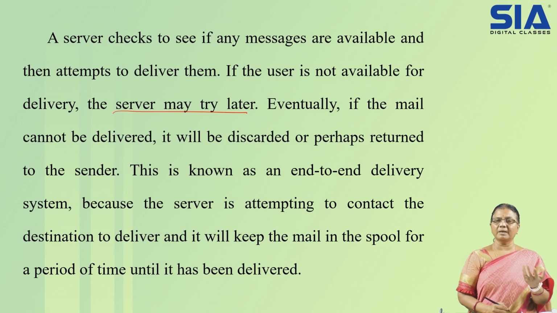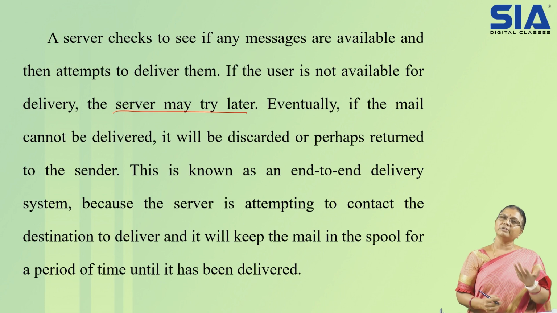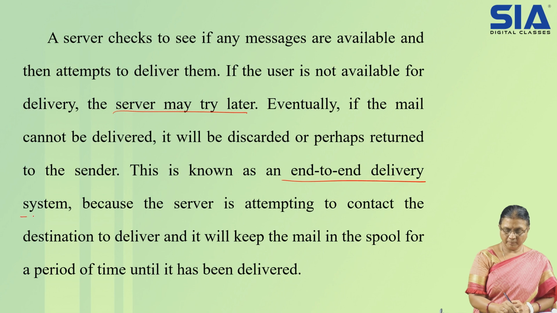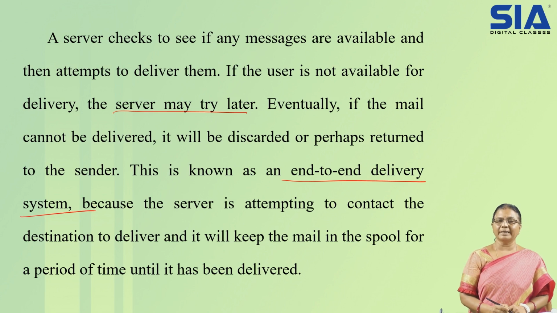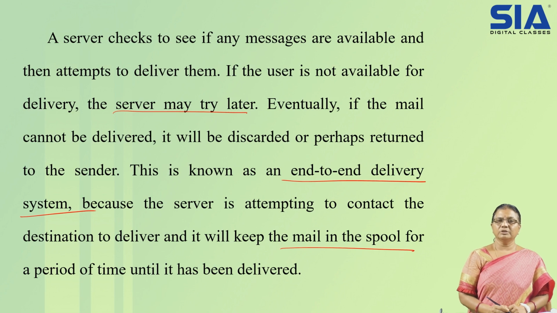It will try to send it back. Many times we see mails getting sent back when the mail ID does not match, or maybe the other person's mailbox is full, or it is protected so that unless the person has access, the mail will not be received. So this is known as an end-to-end delivery system, because the server attempts to contact the destination to deliver, and it will keep the mail in the spool queue for a period of time until it has been delivered. So this is how it works.